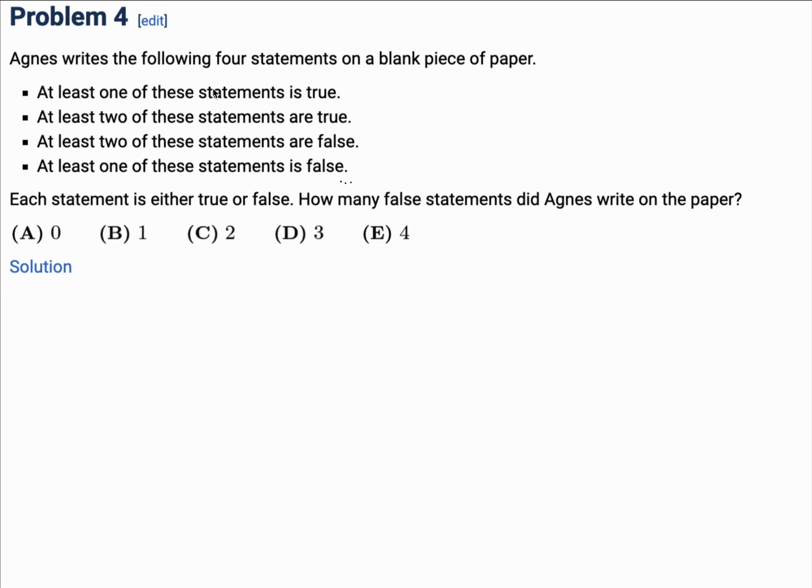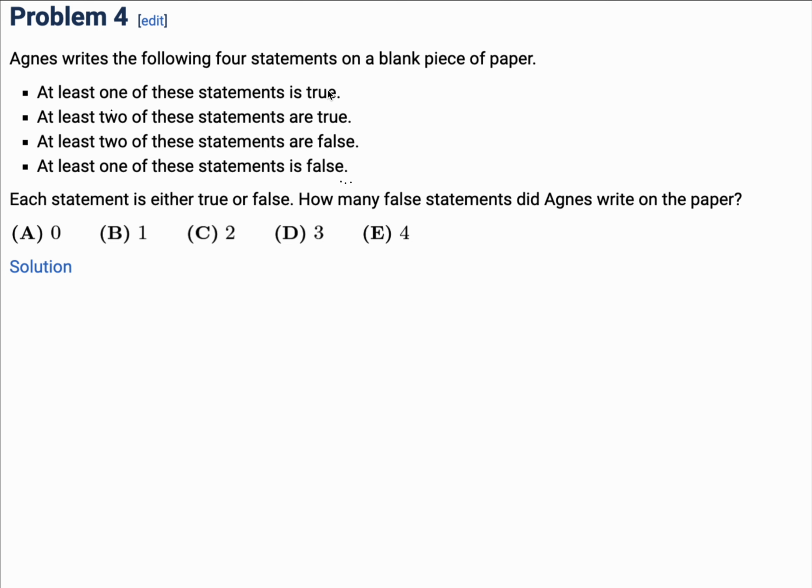Okay, 2025 AMC 12A problem 4. It's a logic problem. So Agnes writes the following 4 statements on a blank piece of paper. At least one of these statements is true. At least 2 of these statements are true. At least 2 of the statements are false, and at least 1 of these statements is false. Each statement is true or false. How many false statements did Agnes write on the paper?